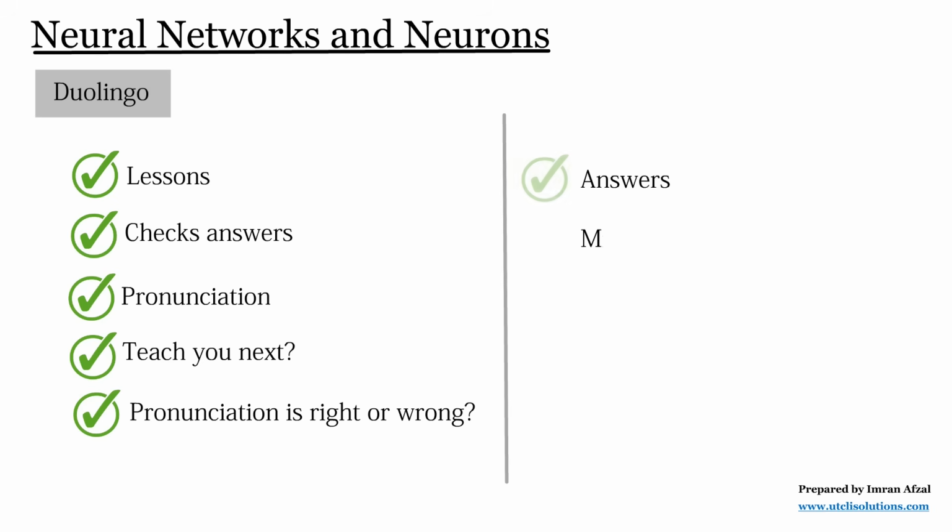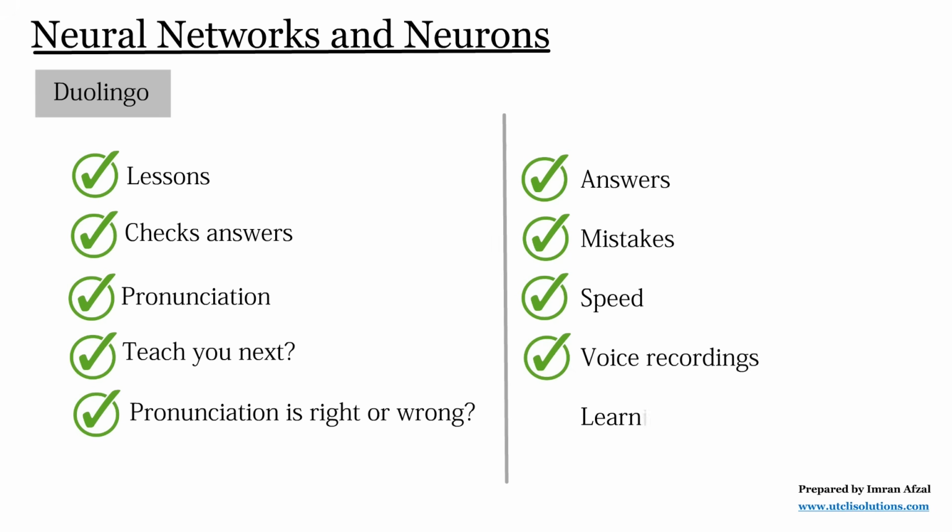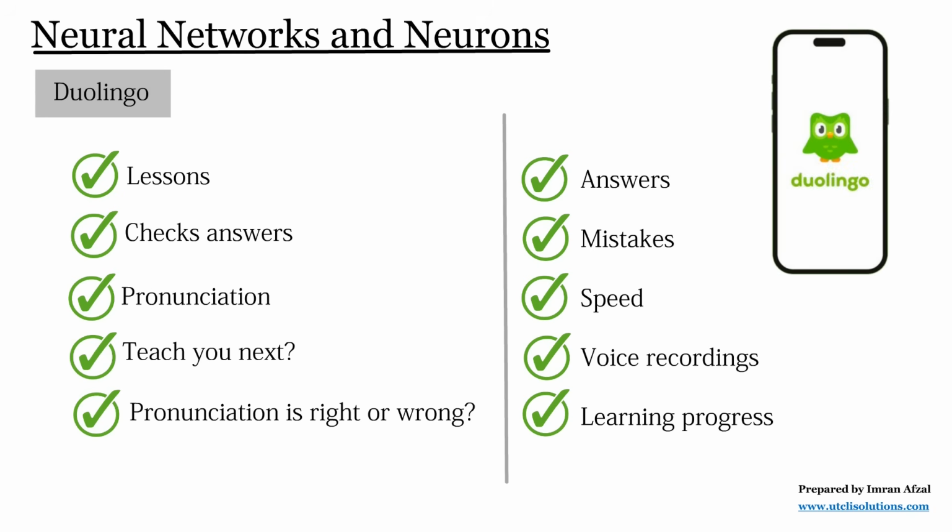It takes your answers, your mistakes, your speed, your voice recordings, and your learning progress, and it processes all of that using neurons and layers. Then it predicts what you should learn next or whether your spoken words were correct. This system becomes smarter over time because it keeps learning from all the people who use the app. That's a real example of a neural network at work.